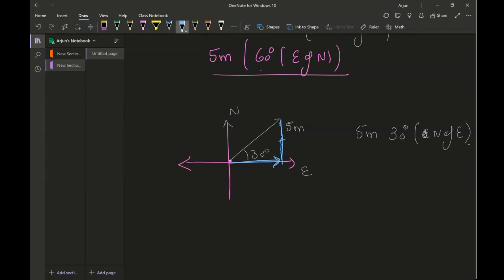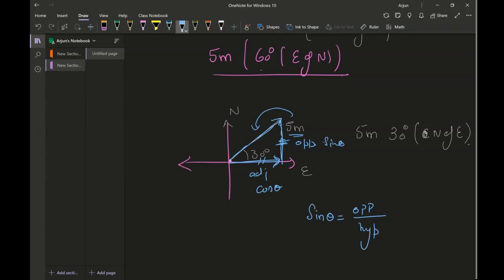So what is the opposite side in this case? This 5 meters is the hypotenuse because he covered a displacement of 5 meters. To find the opposite side, I can use sine theta, and to find the adjacent side, I can use cosine theta down here. This is sine theta.